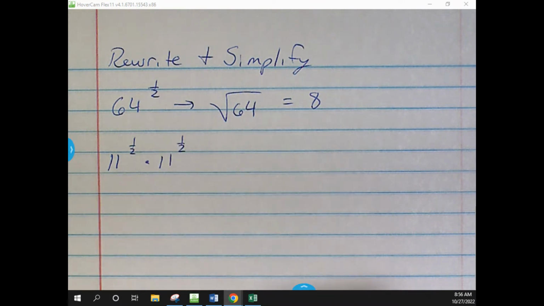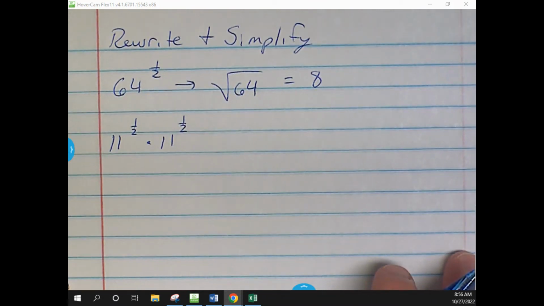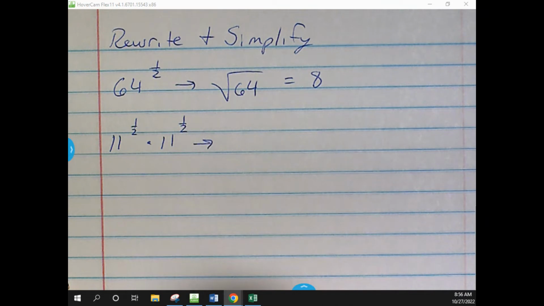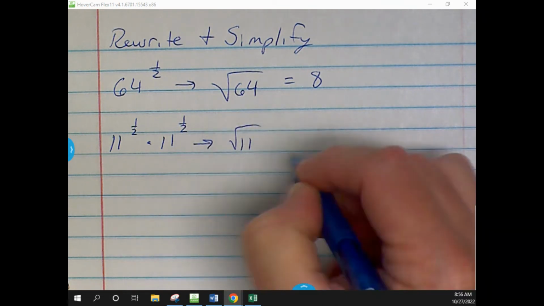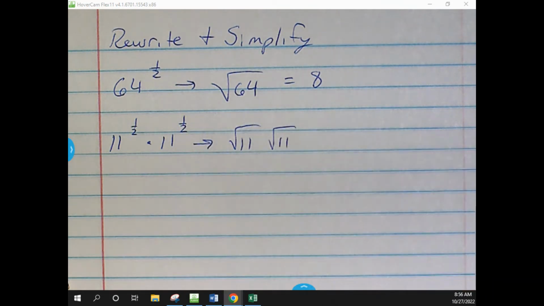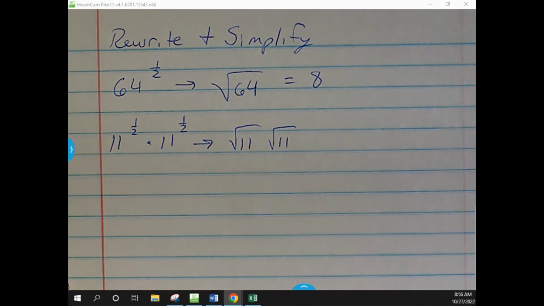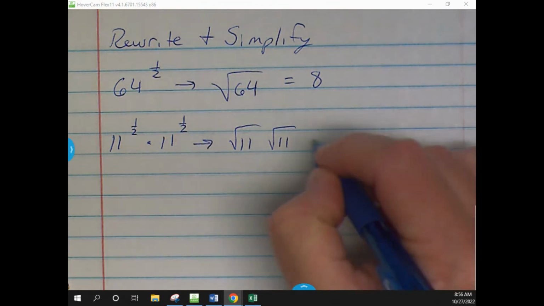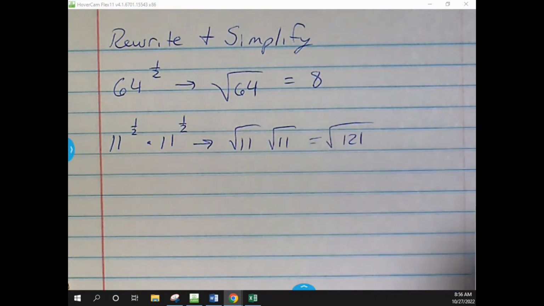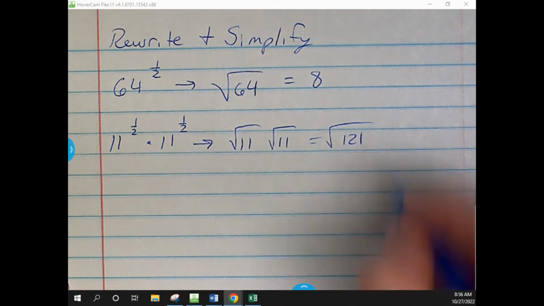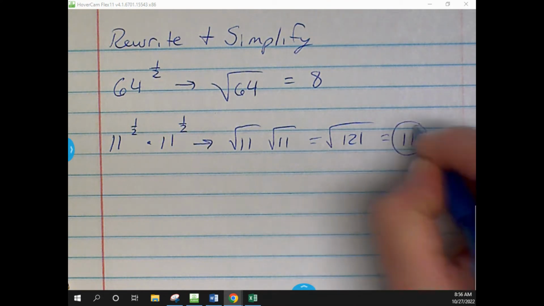All right, so we've got 11 to the 1/2 power times 11 to the 1/2 power. That's kind of like the one up here, right? Square root of 11 times square root of 11. And now we're back to what we've been working on the last few days. If we've got these two things multiplied together, just multiply them and make it 121. And the square root of 121 is, there you go, just 11.